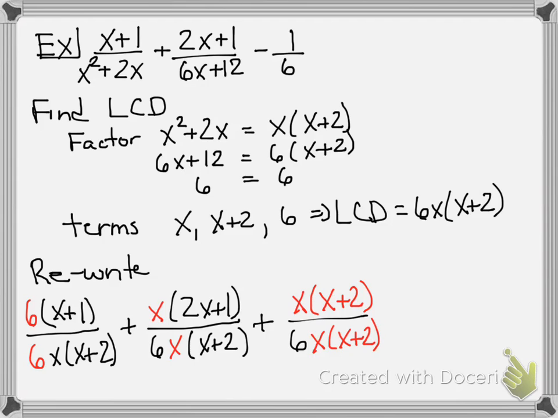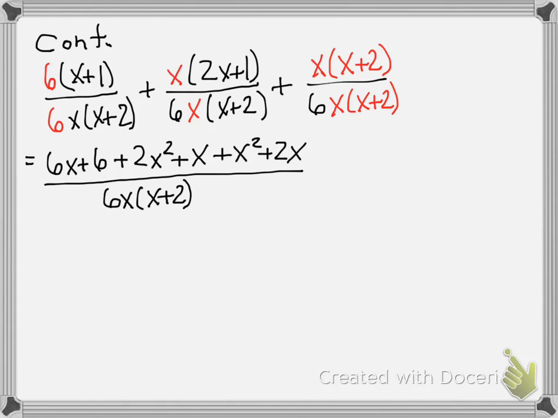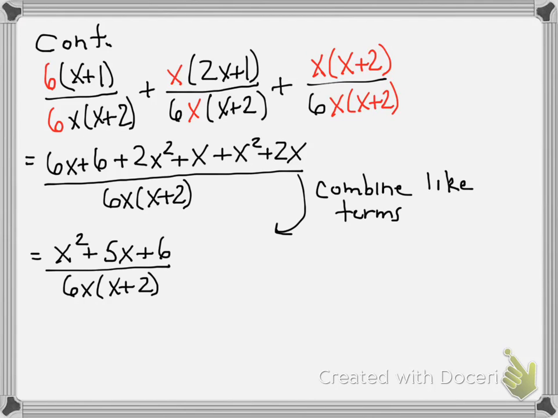We finally got it in the lowest common denominator form. Let's go ahead and continue this. Now we've got the lowest common denominator, so now we just add up all of these top terms, which gives us 6x plus 6 from our first term. Second term gives us 2x squared plus x. And our third term gives us x squared plus 2x. All over 6x times x plus 2. Good, which now we can combine like terms, which simplifies like this.